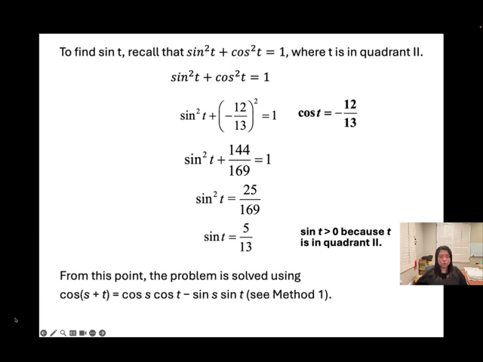So now you could use the same formula. Plug it in just like method 1. Both of the methods are good for the exam and the homework. It depends on which one you think is easier.